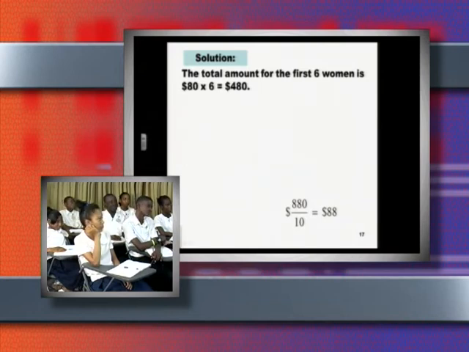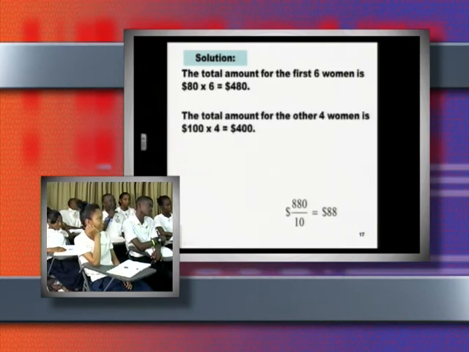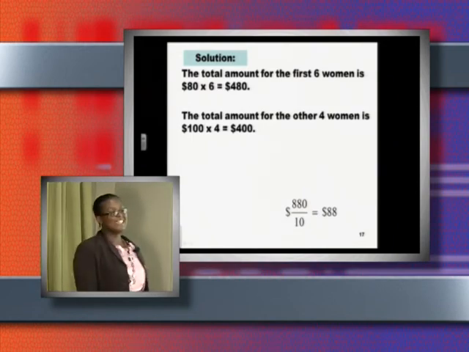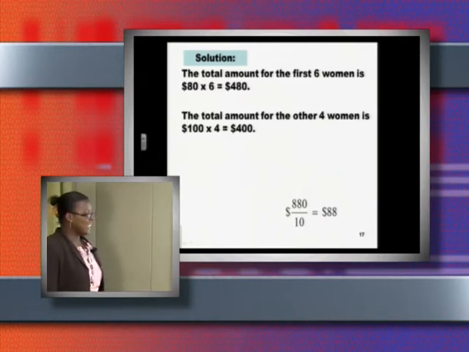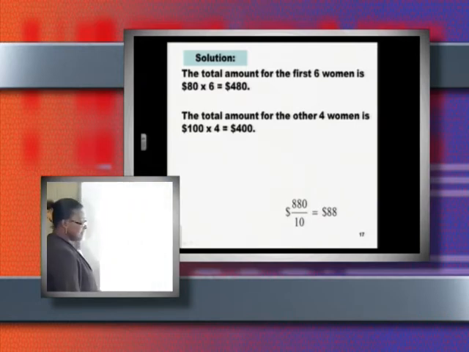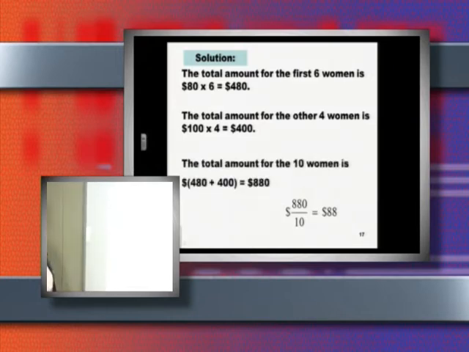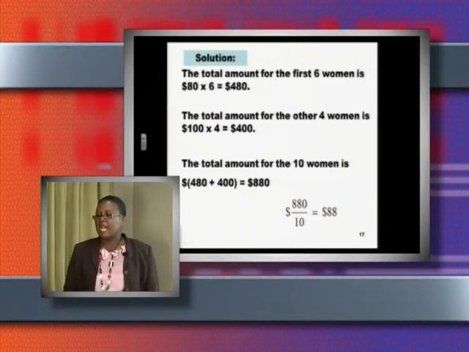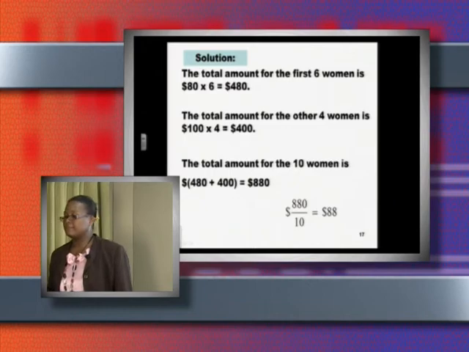So let's see if Yannick is anywhere close. Is he there? Yes. Right on target. Beautiful. Now if the 6 women paid $480 altogether, and the 4 women paid $400 altogether, together the 6 and 4, 10 women paid how much? $880. Yes, Yannick, $880. So if 10 women paid $880, an average of how much was paid per woman?